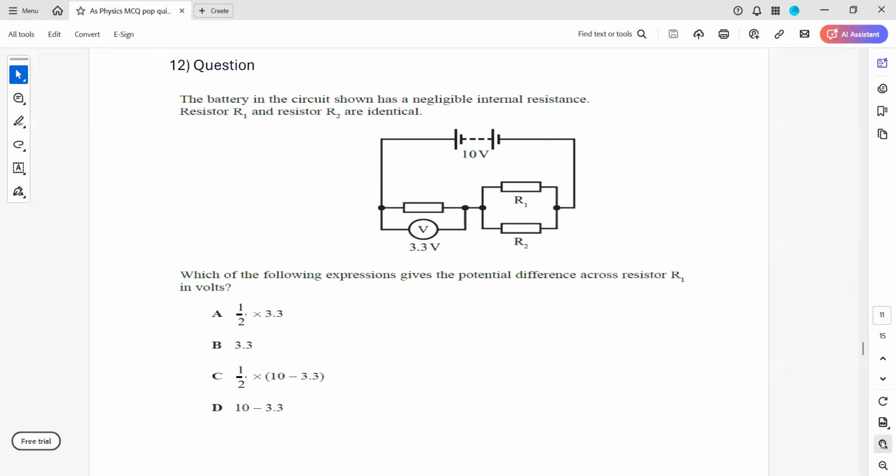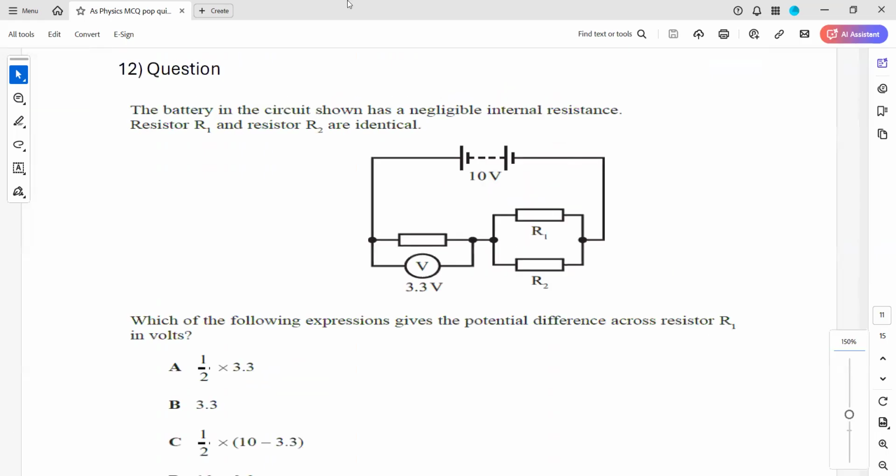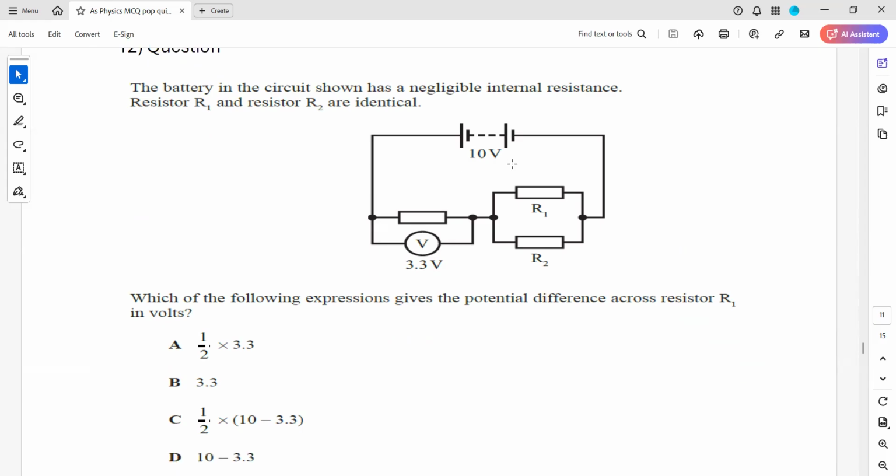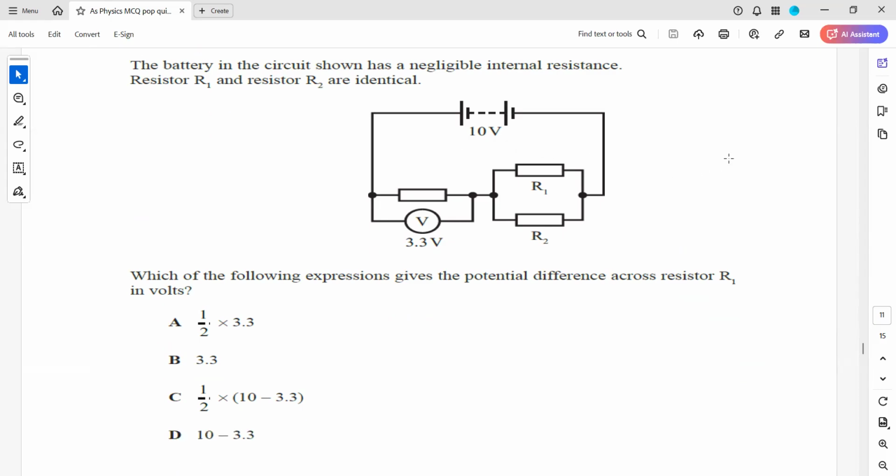In question 12, the battery in the circuit shown has a negligible internal resistance, and R1 and R2 are identical resistors. Which of the following expressions gives the potential across R1? Look, if we have a total of 10 volts, and out of 10, if 3.3 volts drop here, how? Because this parallel combination is in series with this resistor. So if this is having 3.3, how much voltage will be here? It will be 10 minus 3.3, because the total voltage is 10.